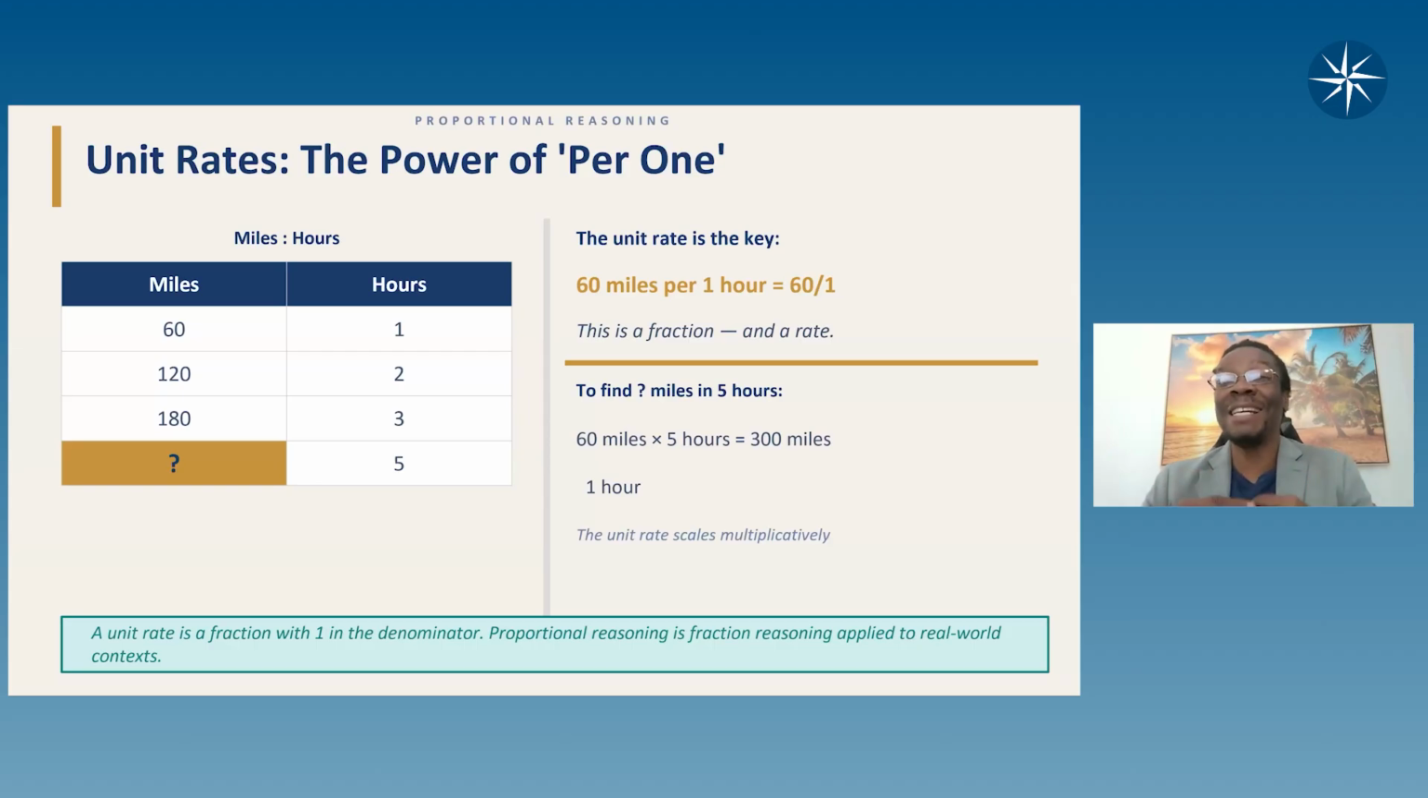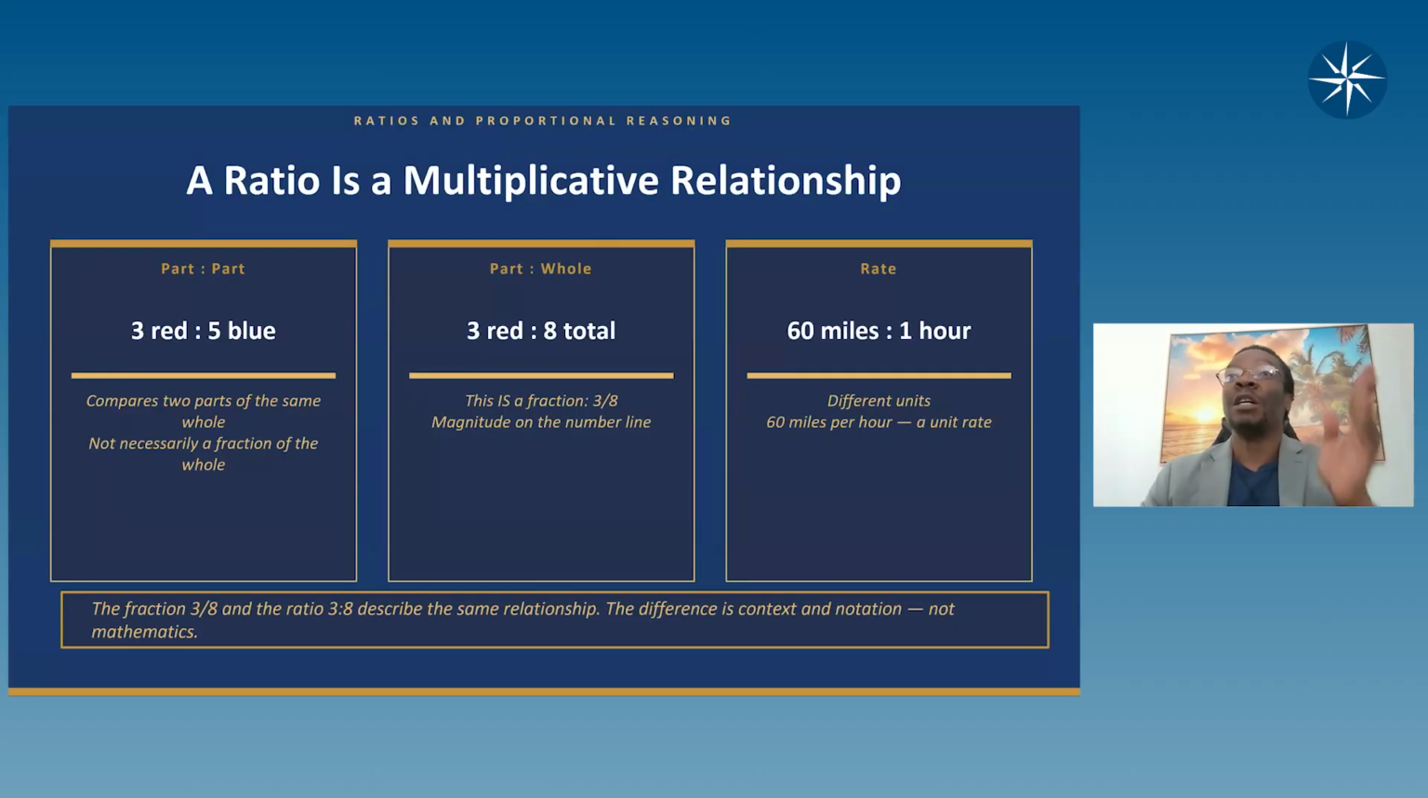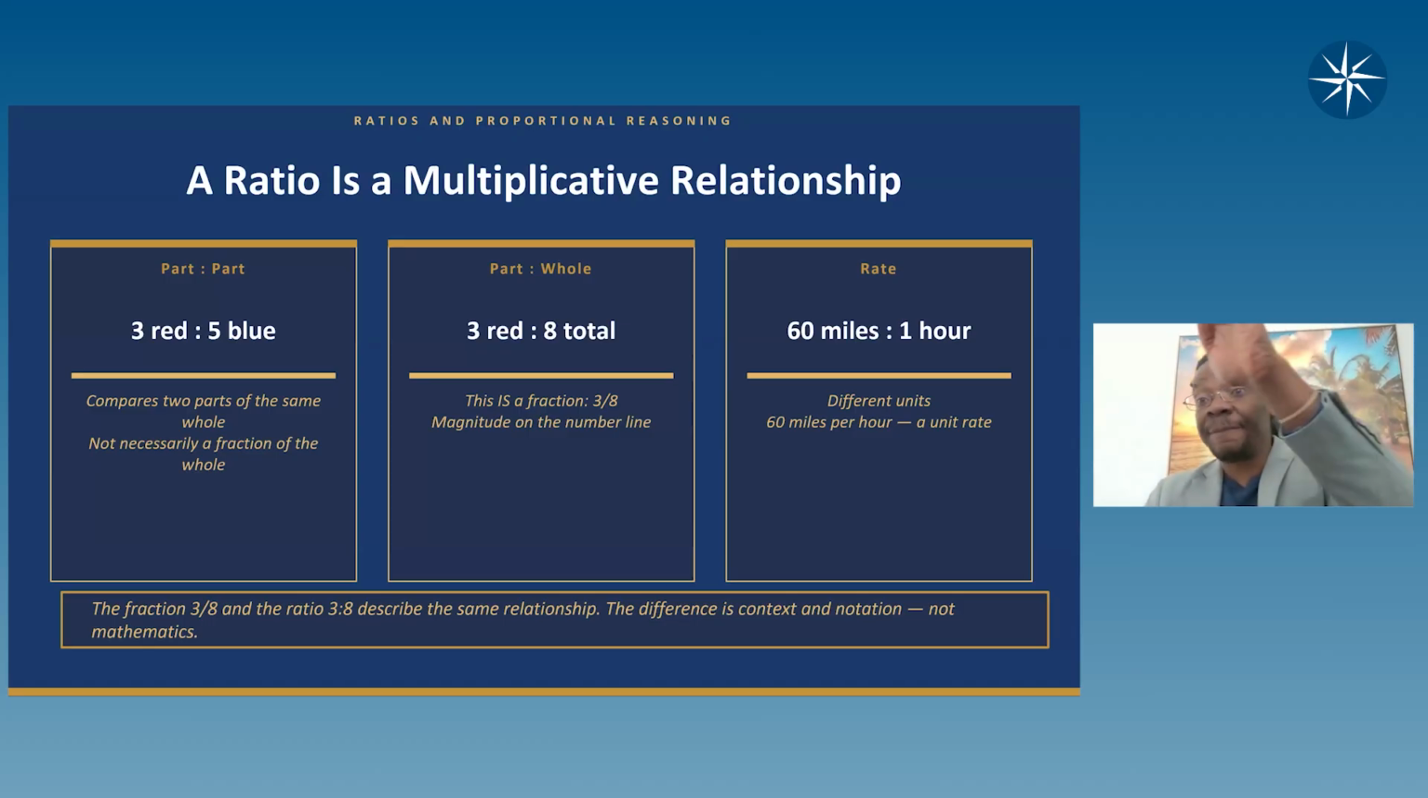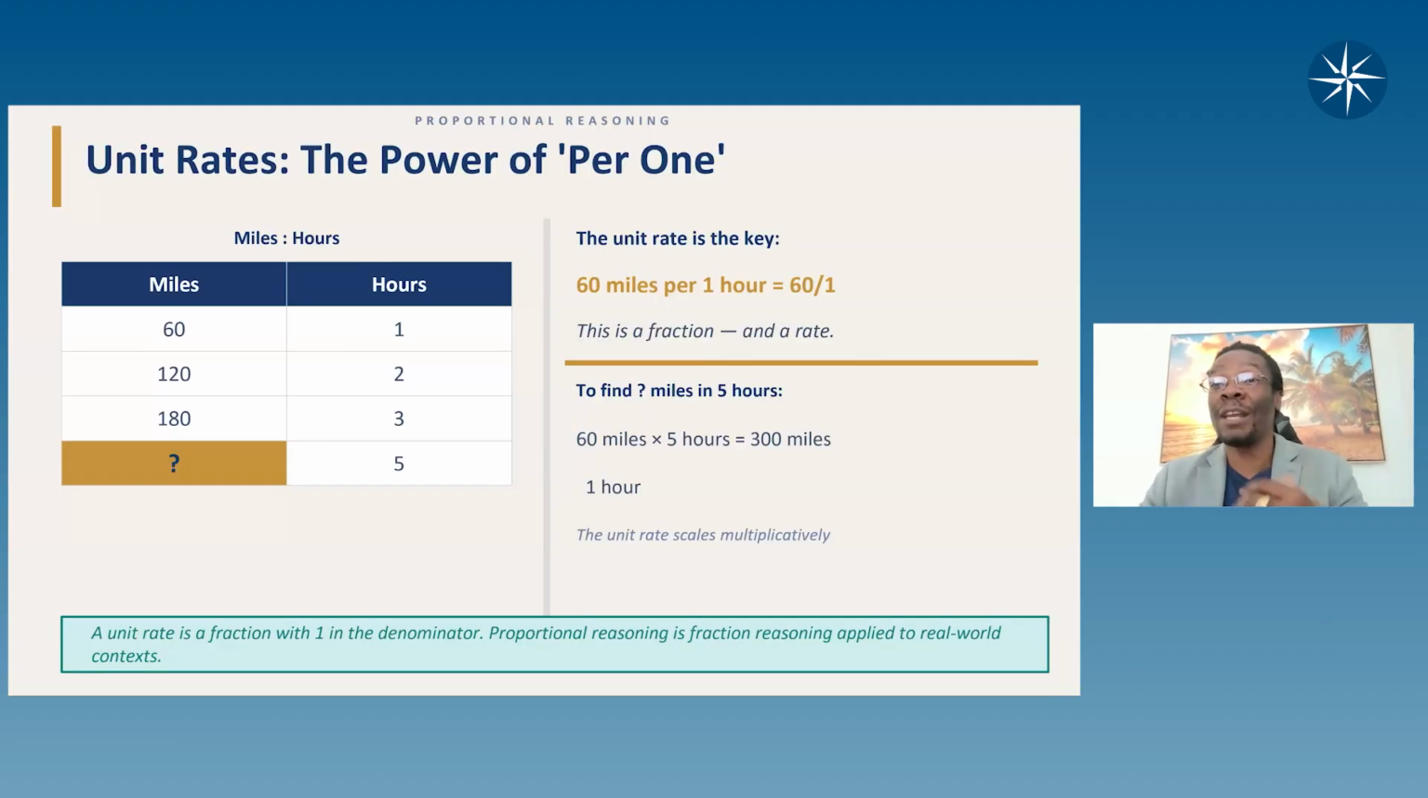So a unit rate is a fraction with 1 in the denominator. And proportional reasoning is fraction reasoning applied to real world context. So we are not seeing anything totally different. We are going from the part-whole, where they will see this when they work with probabilities and statistics, to rate, which is an important part of working with distance and these other types of concepts that they're going to see.